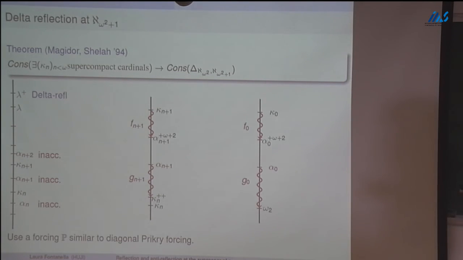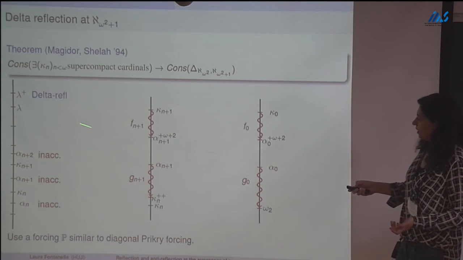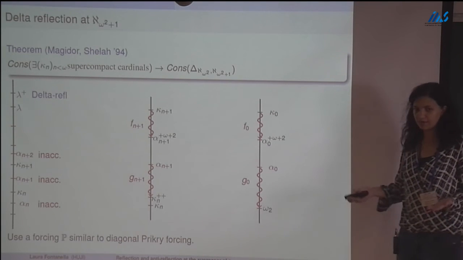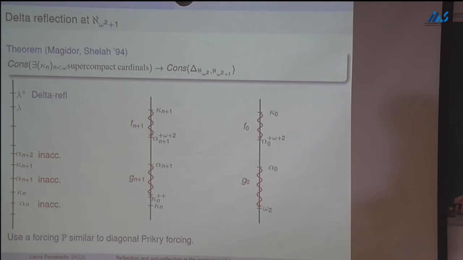So in the final model, each kappa n becomes Aleph omega n plus something, and so lambda becomes Aleph omega square, and lambda plus becomes Aleph omega square plus 1. Here you can see that you need to leave gaps, and this is an important part. You need to leave gaps, and this is the reason why you have the property for Aleph omega square plus 1 and not for a smaller cardinal.